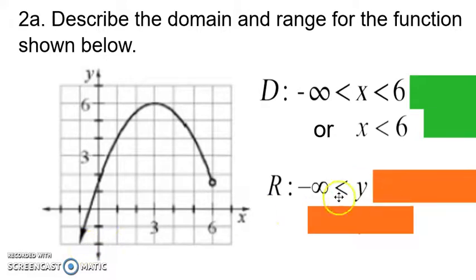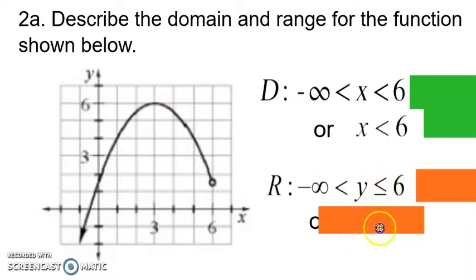And our range are our y values. Now the largest y value is all the way at the top of our graph. We see at positive 6 is that y value. So we say it's less than or equal to 6. It's got that equal bar under it because this point at 6 does exist. Since it is touching 6, it gets that less than or equal to sign.